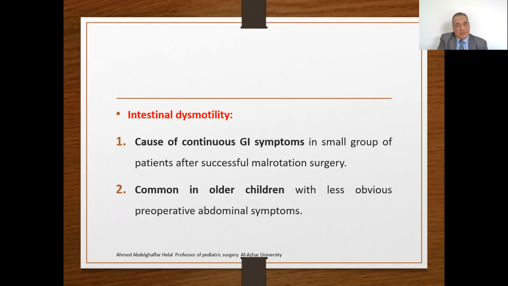Intestinal dysmotility. Some cases of continuous gastrointestinal symptoms in a small group of patients may be attributed to intestinal dysmotility after successful malrotation surgery. It is common in older children with less obvious preoperative abdominal pain symptoms as an indication for surgery.